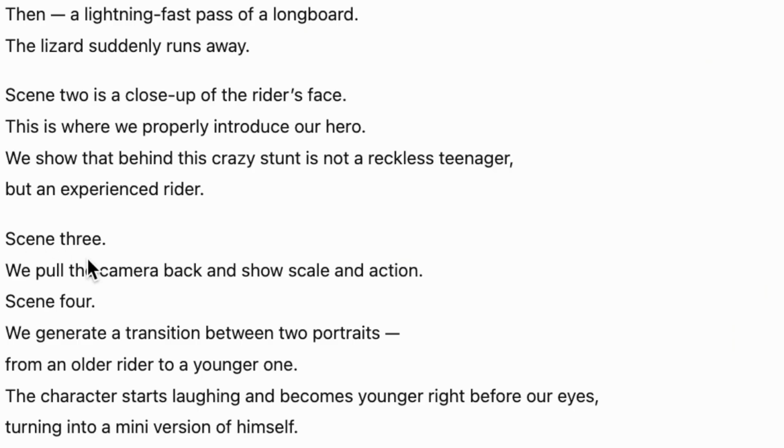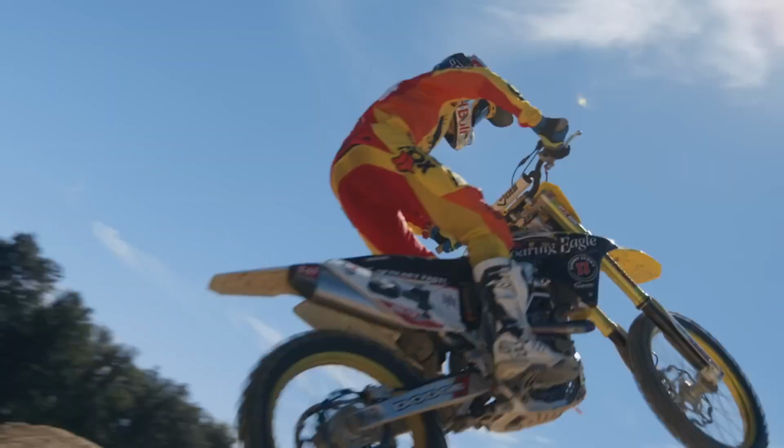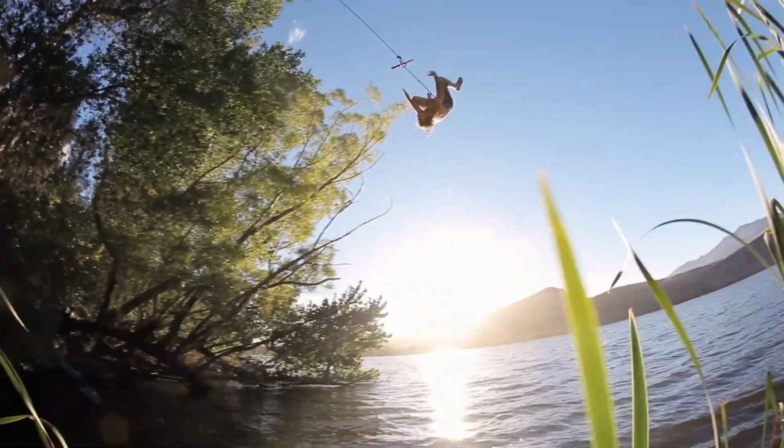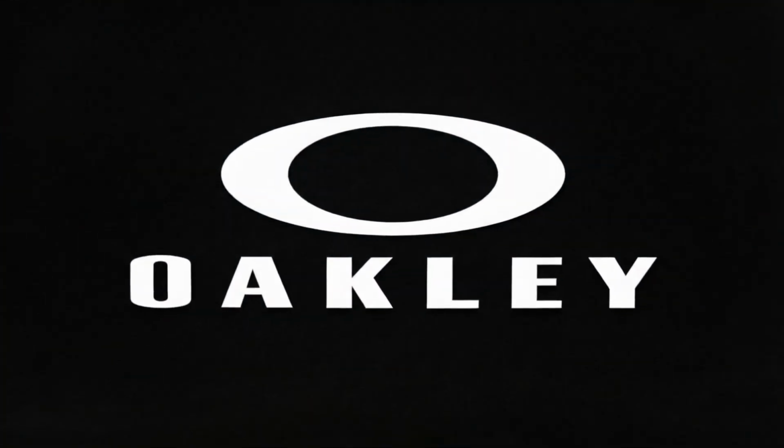Scene 3, we pull the camera back and show scale and action. Scene 4, we generate a transition between 2 portraits, from an older rider to a younger one. Here, we borrow a bit of Red Bull energy. And the final 5th scene, the rider enters a tunnel shaped like the Oakley logo. Perfect. I already love this story. A strong product, a distinctive character.